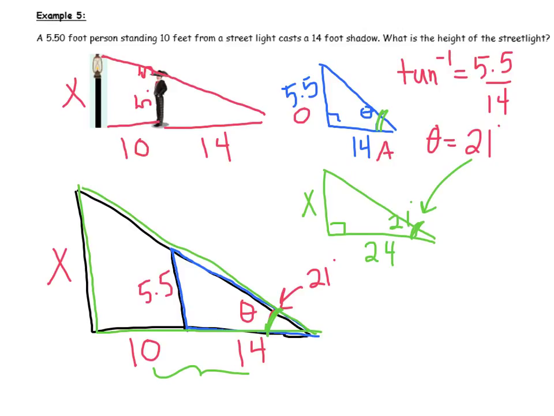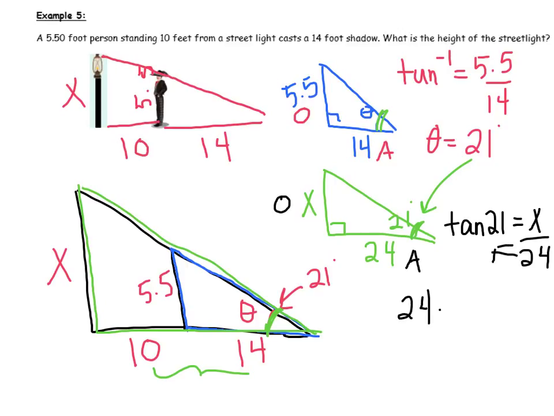So when we're solving, we need to have our sides labeled. So x will be opposite of 21 degrees, 24 will be adjacent. So we will be using tangent again. So tan 21 degrees equals x over 24. So x is up top, so we're going to multiply. So it's going to be 24 times tan 21 equals x.